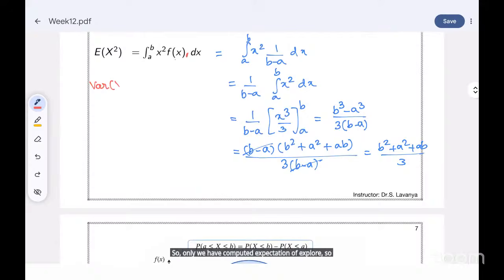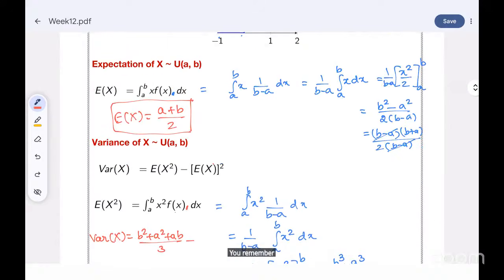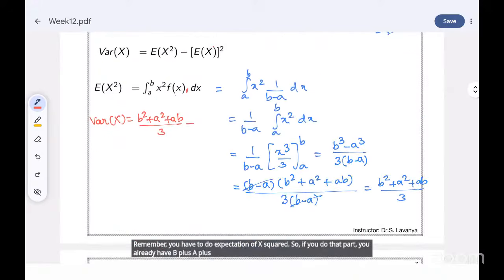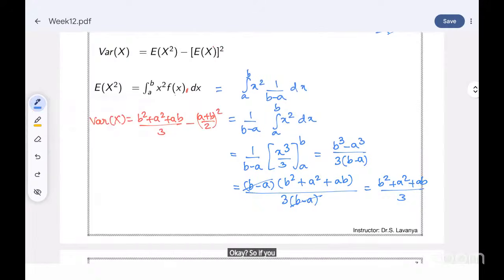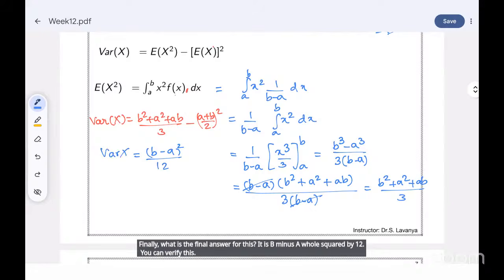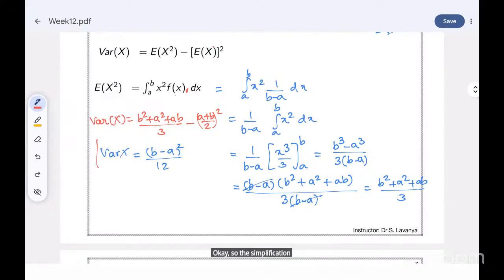So your variance of x is b square plus a square plus ab by 3 minus, you remember you have to do expectation of x square, so if you do that part, you already have b plus a by 2 whole square. So if you do this simplification, what is the final answer for this? It is b minus a whole square by 12. You can verify this. The simplification should yield you this answer. So this is for a uniform distribution.